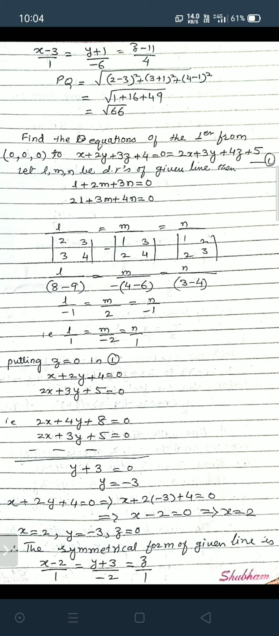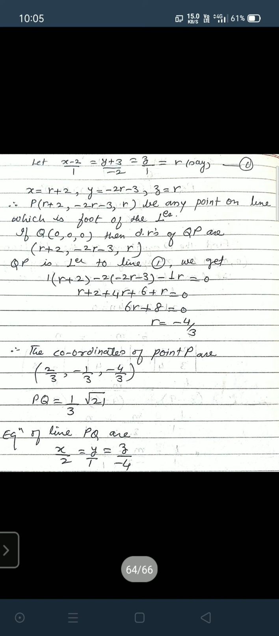Therefore, the symmetrical form of the given line is (x - 2)/1 = (y + 3)/-2 = z/1. We have got one coordinate on the line and the direction ratios of the given line. Let (x - 2)/1 = (y + 3)/-2 = z/1 = r. So the general point on the line is (r + 2, -2r - 3, r), and let P be the point on the given line which is the foot of the perpendicular.